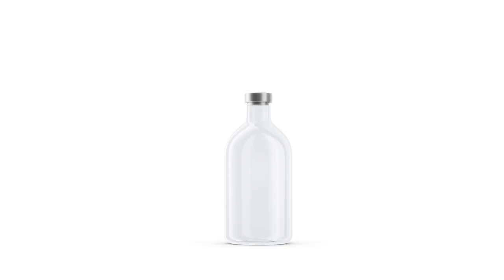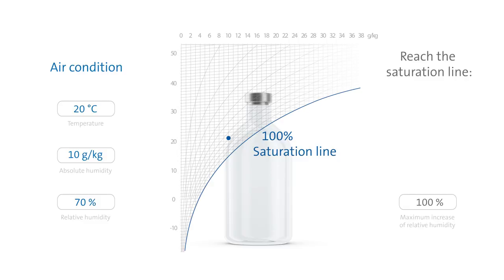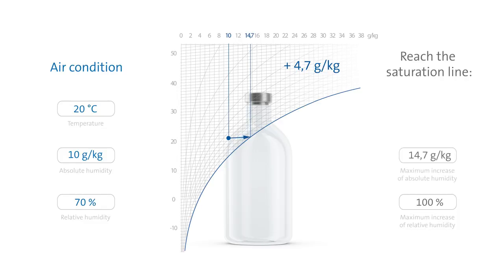Let's assume we have a flask containing air at 20 degrees Celsius, 10 grams of water per kilogram of air and 70% relative humidity. For a start, we know that the air is already very humid and can only absorb 30% more humidity. We also know that the air will reach the dew point line if absolute humidity increases by 4.7 grams of water per kilogram of air.